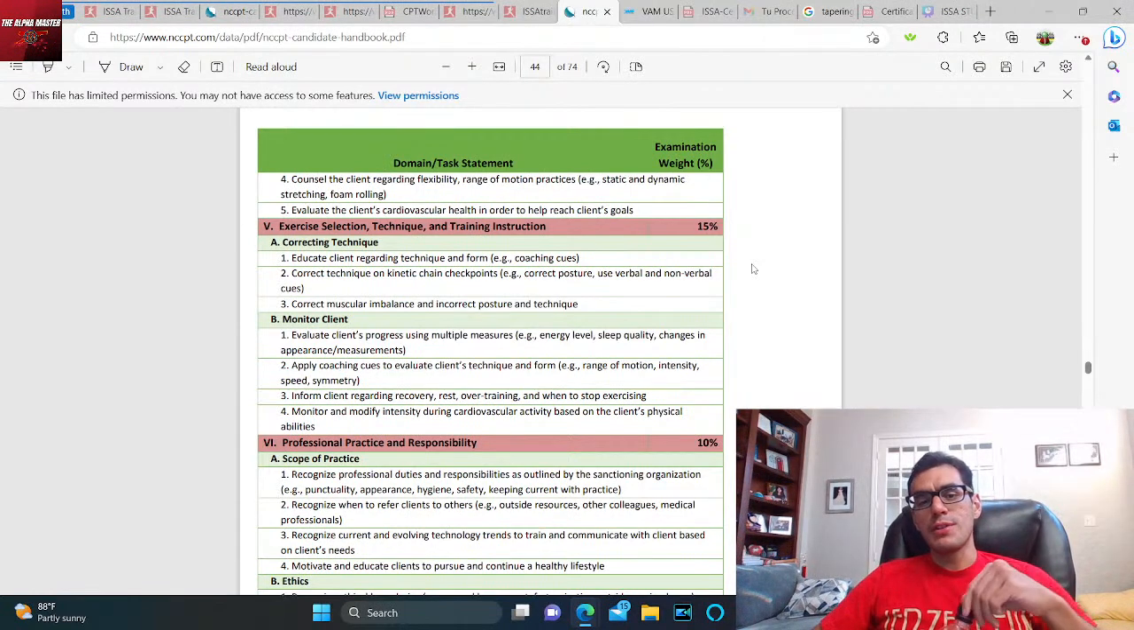For monitoring the client, you have to evaluate the client's progress in multiple measures like energy level, sleep quality, and changes in appearance and measurements. Apply coaching cues to evaluate the client's technique and form, like range of motion, intensity, speed, and symmetry.